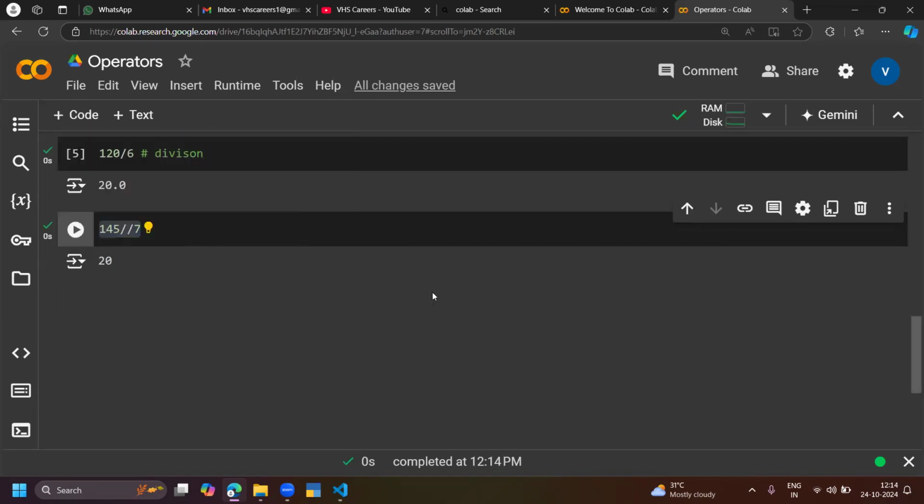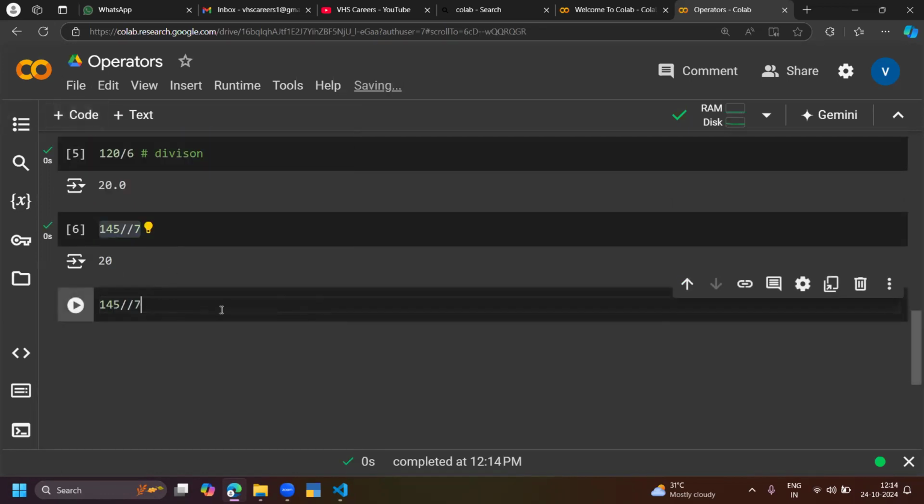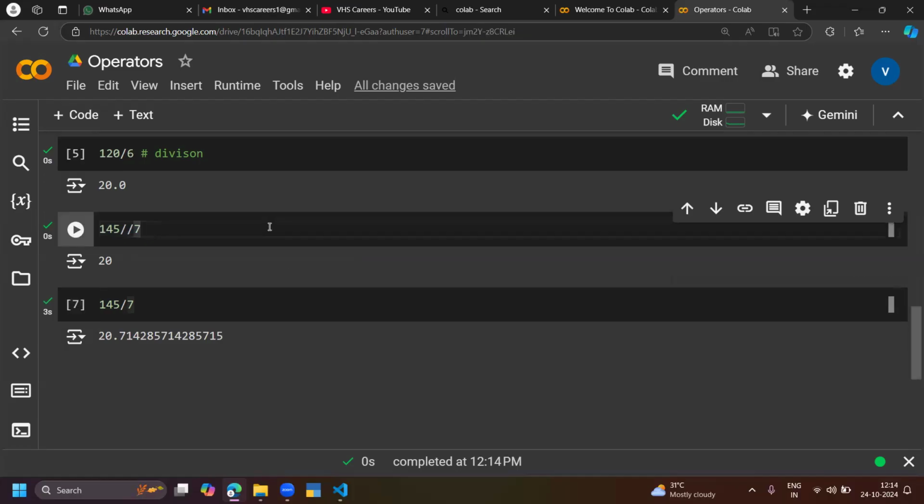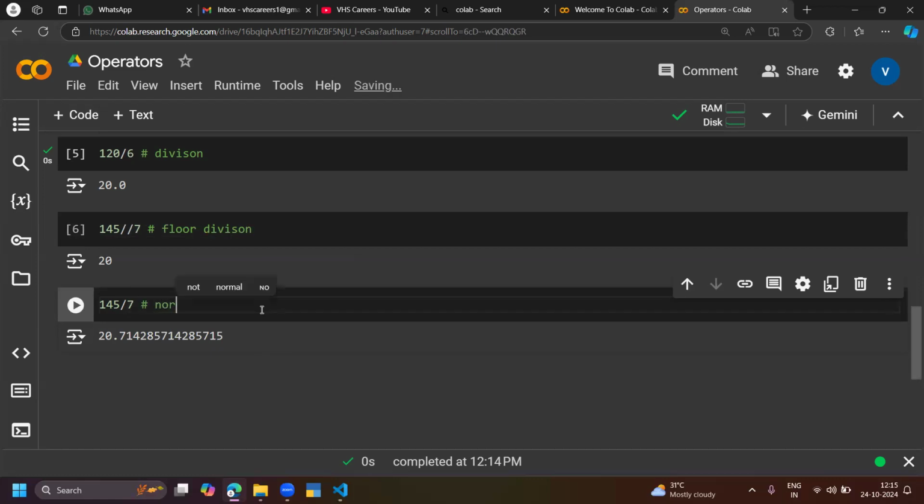But normal division is a single slash. When you provide the normal division, you get something like 20 point, some values come after it: 20.71428571428575. A big number comes after the decimal. This is the normal division, and this is the floor division.